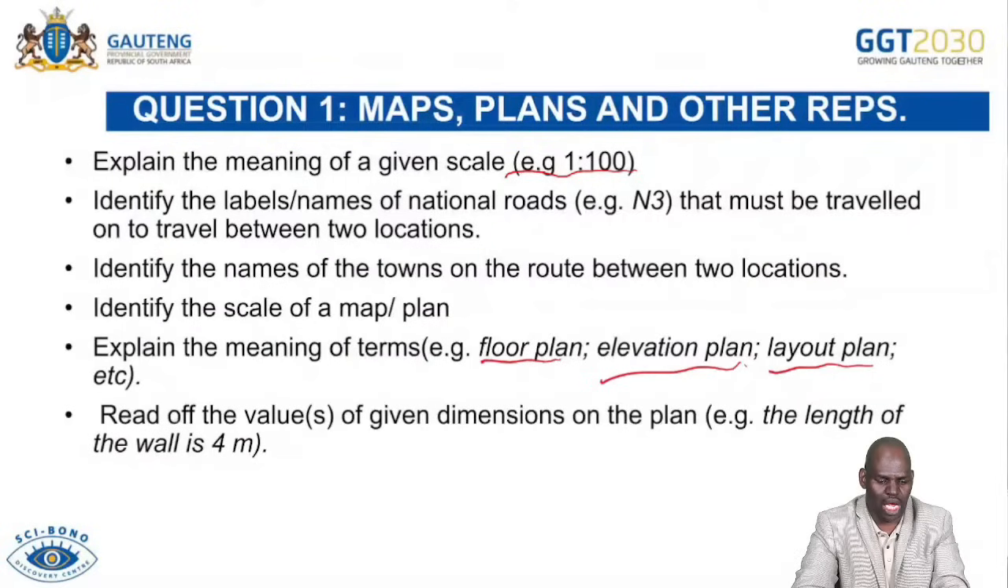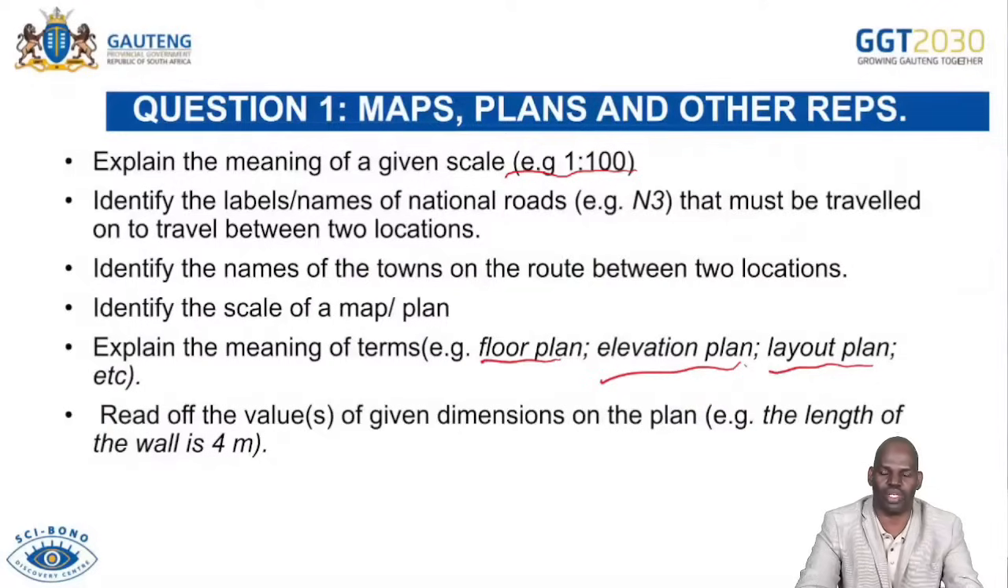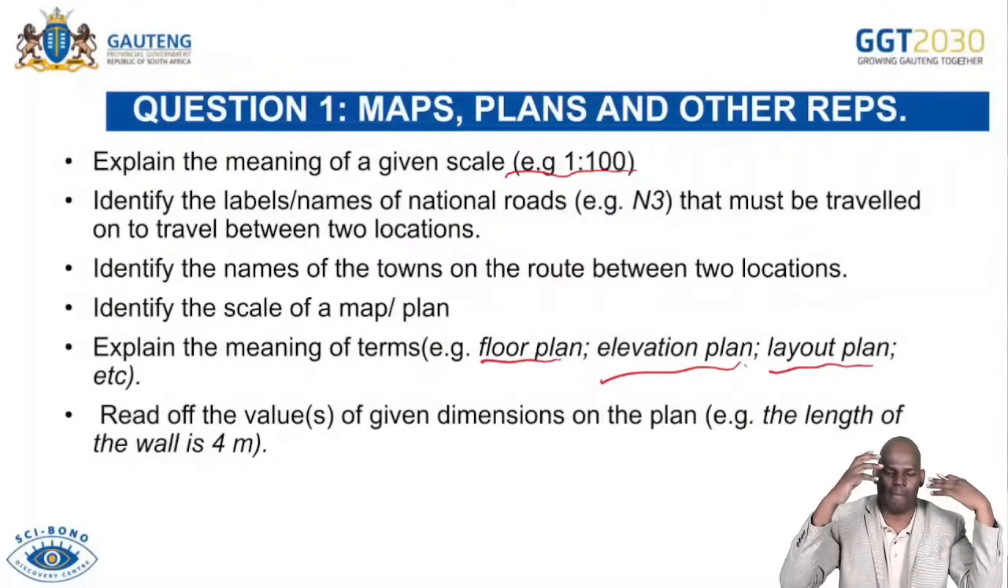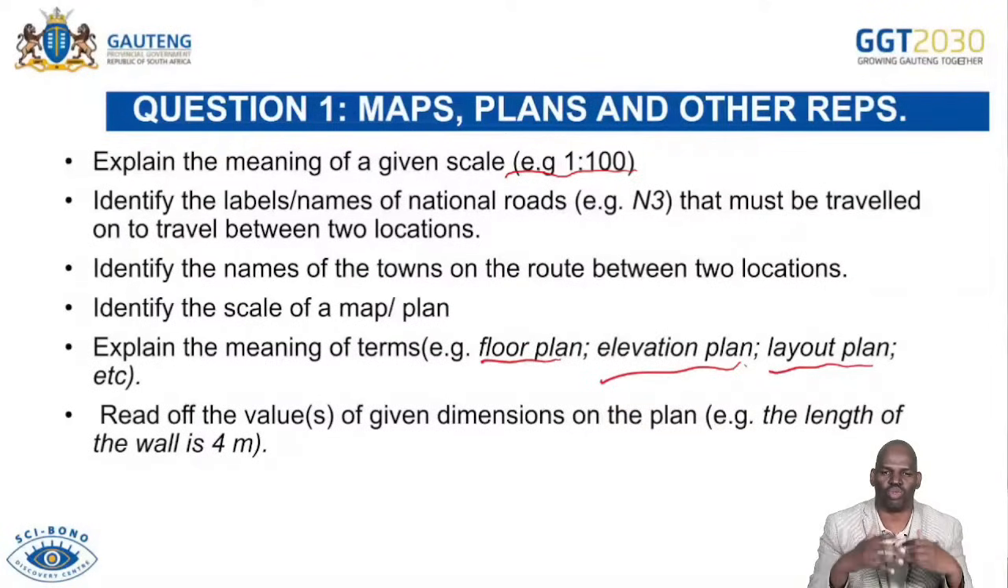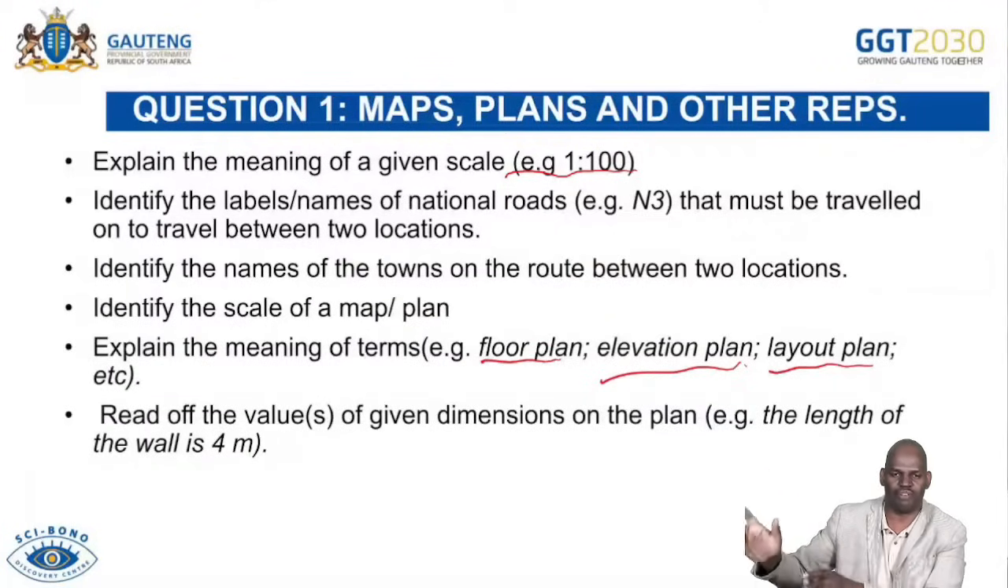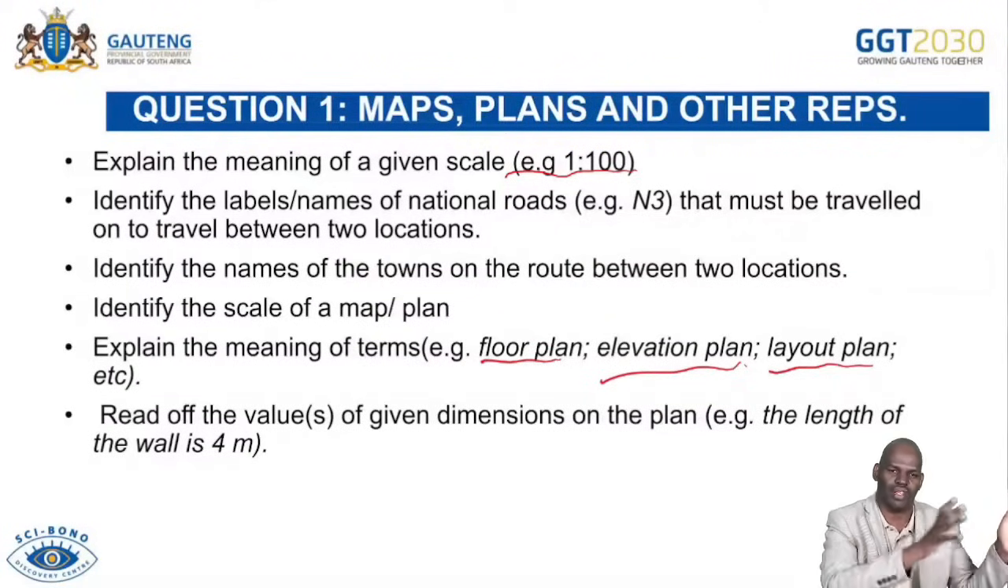And then again, you must be able to read off values of given dimensions, e.g. length of the wall is 4 meters. If you are given a plan of a house, you must be able to tell which one is the length, or which one is the longer side, which one is the shorter side, which one is the width, or which one is the breadth. So the examiner might ask you, write down the length of the plan as indicated. You must know that when the examiner says the length, they will be referring to the longer side. If they say the breadth, the examiner will be referring to the shorter side, or any shape that is in the form of a rectangle.